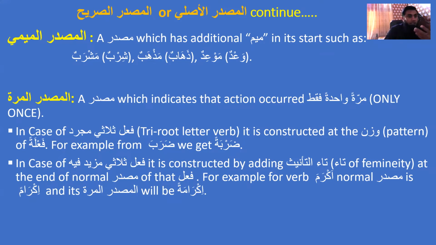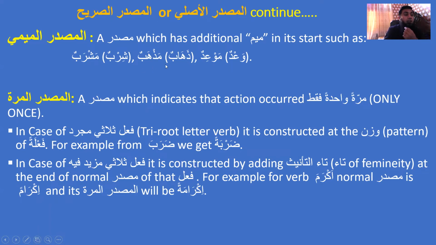Let's see some examples. Sometimes al-masdar al-asli, you can call them the subcategories of al-masdar al-asli, so it is still al-masdar al-asli or al-masdar al-sari. Sometimes it is called al-masdar al-mimi, from the letter meme. What it means simply is a masdar which has an additional meme at its start, such as, for example, the simple masdar of shariba is shirbun.